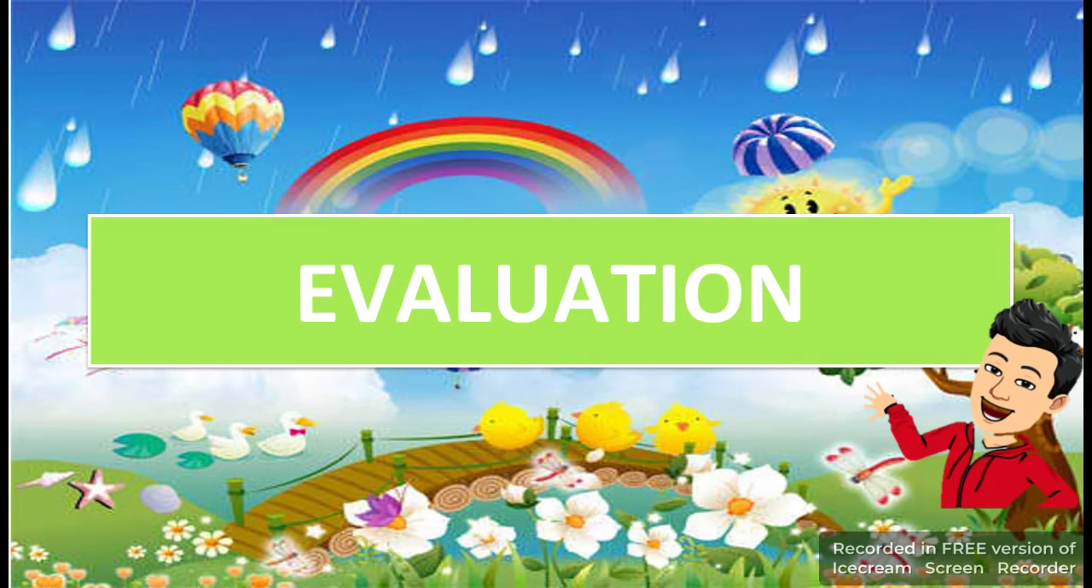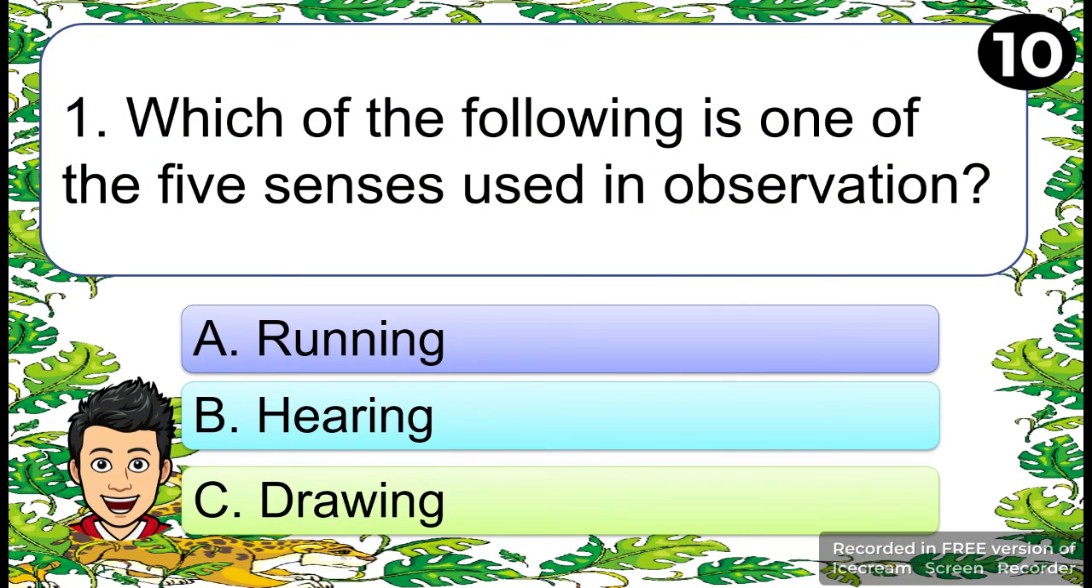For your last activity, direction: choose the letter of the correct answer. Number 1. Which of the following is one of the 5 senses used in observation? A. Running. B. Hearing. C. Drawing.